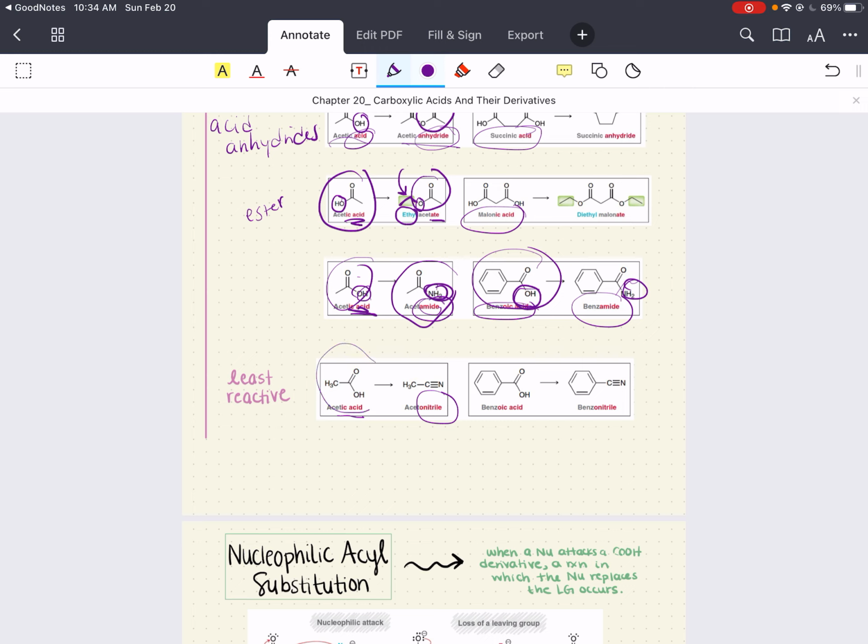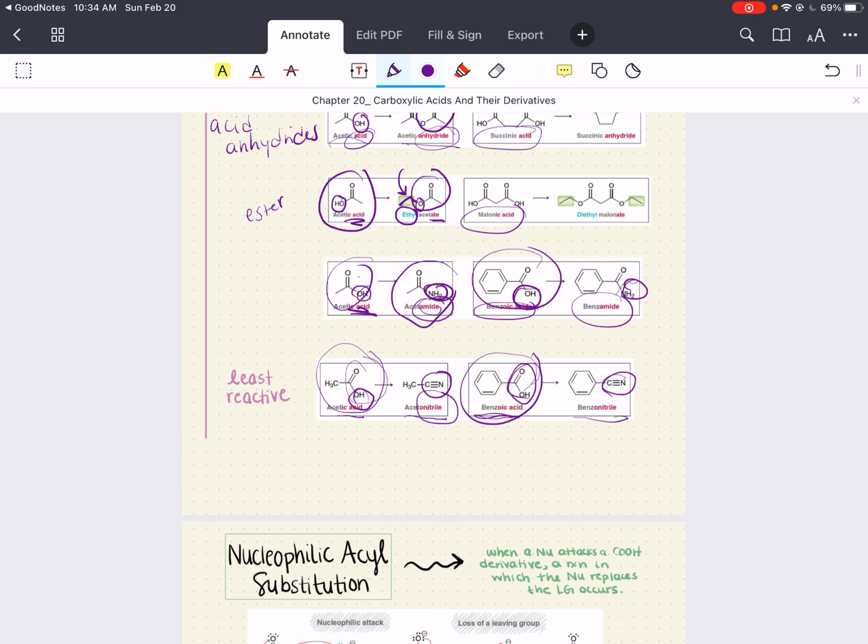So here's our acetic acid. We're going to replace this OH group with a CN group. All right, now in doing so, we're going to change the name from acetic acid to acetonitrile. All right, same goes for ring structure. Here's our benzoic acid. We're going to convert this to nitrile completely. All right, it's going to go from being called benzoic acid to benzonitrile.